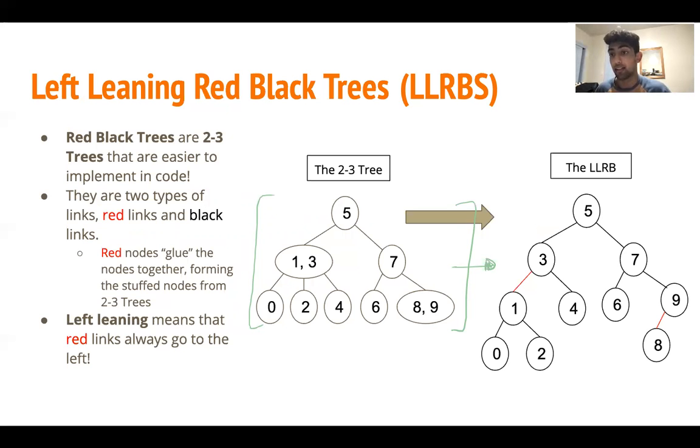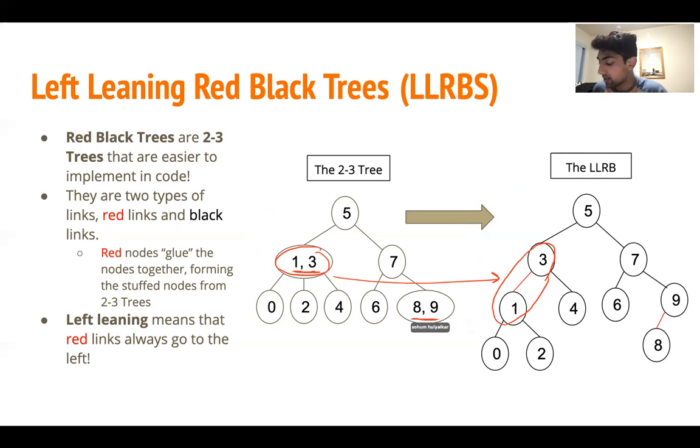So the next question you probably have is, how do we take a 2-3 tree and find the corresponding LLRB? Okay, so an LLRB is just a BST where some links are red and some are black. The red links are the ones that are new, and a red link represents two nodes that were overstuffed in the 2-3 tree. We can see here that the node 1-3 in the corresponding LLRB looks like so, right? Same for 8-9.